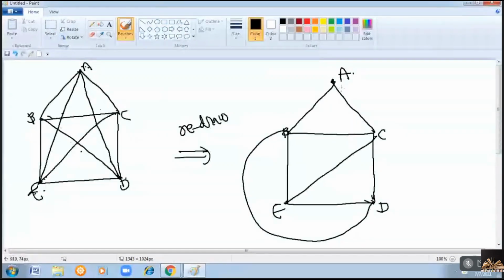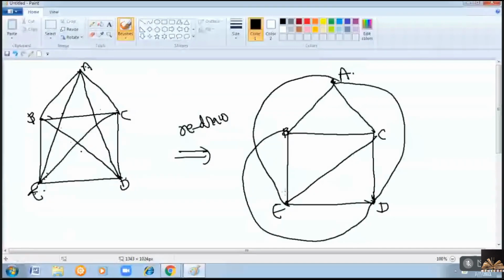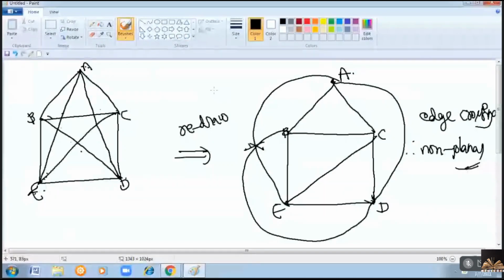What is the one more edge? A to E. So if you draw A to E like this, we have an edge crossing. Is there any other way to draw the edge from A to E? You can draw from this side. If you draw from this side also, here you will have an edge crossing, right? Edge crossing is there in the graph. Therefore, the given graph is non-planar. There is no other way to redraw these edges such that there should not be any edge crossings. Right? So this is the crossover point. Therefore, this given graph is a non-planar graph. Is it clear, ma'am?